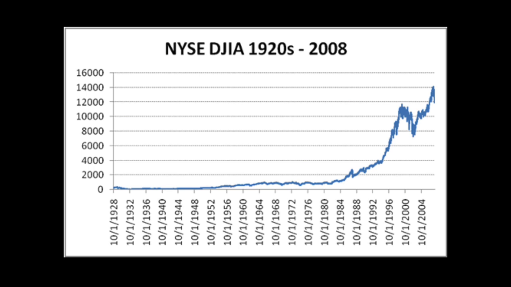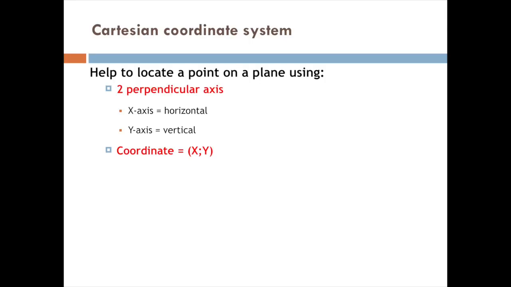Another way of using it is seeing the evolution of something like a business or the stock market. Okay, the x-axis is going to be the horizontal axis, it is going to be the time, like a calendar, and the y-axis is going to be the value of the stock. As you can see here, it goes higher.